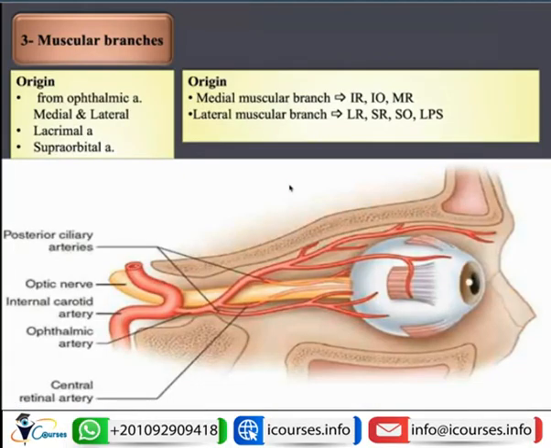The third branch of the ophthalmic artery is the muscular branches. From its name, the muscular branches are branches that supply the muscles. They arise from the ophthalmic artery, medial to the optic nerve and lateral to the optic nerve, and sometimes they can arise from the lacrimal artery and the supraorbital artery. The medial muscular branch will supply the inferior rectus, inferior oblique, and the medial rectus. Here we can see these are the muscular branches. And the lateral muscular branch will supply the lateral rectus, superior oblique, and levator palpebrae superioris.